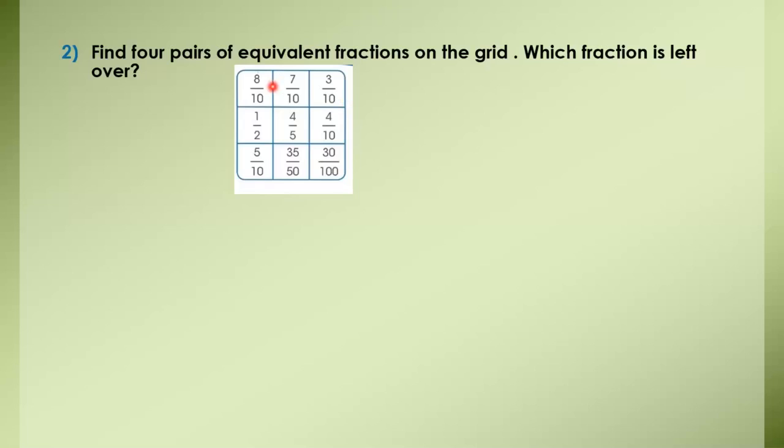Now what about this 8 by 10? Both 8 and 10 will go in the 2's table. How many times? 8 is 4 times and 10 is 5 2's are 10. So 4 by 5. 4 2's are 8 and 5 2's are 10. So 4 by 5. Now what about this 5 by 10?